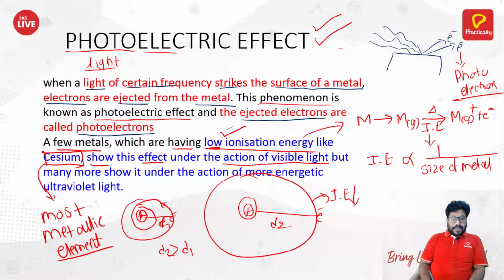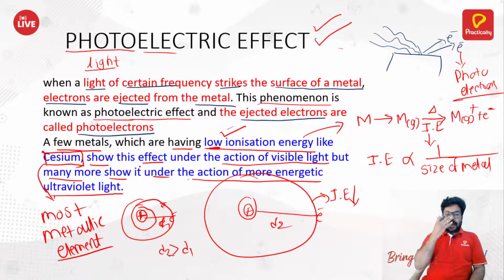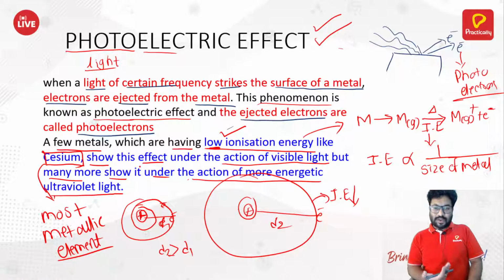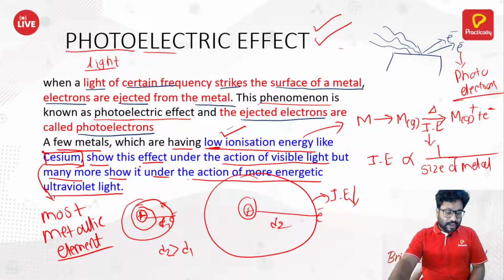So as I was saying, cesium shows the effect under the action of visible light, but many more metals show it only under the action of more energetic ultraviolet light. However, cesium can show the photoelectric effect even in visible radiation. I hope you have understood what the photoelectric effect is pretty well. If you have any doubt, you can ask me in the comment section.